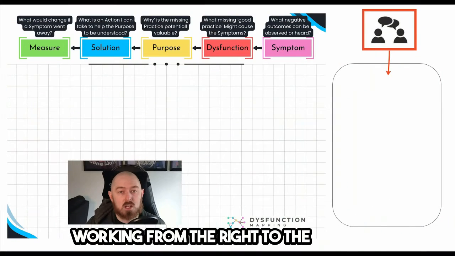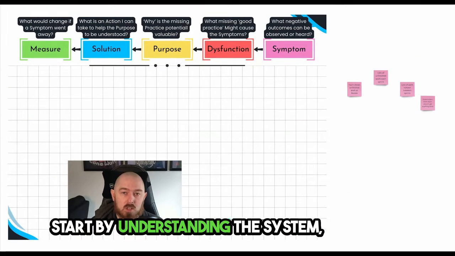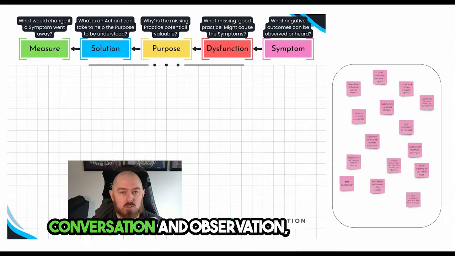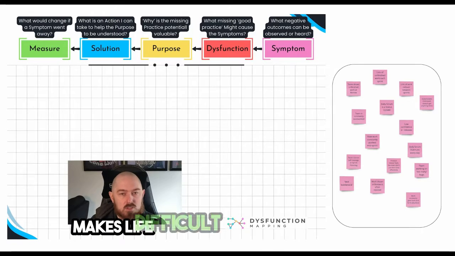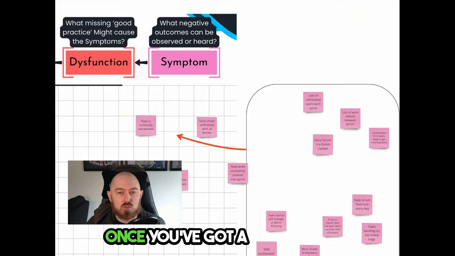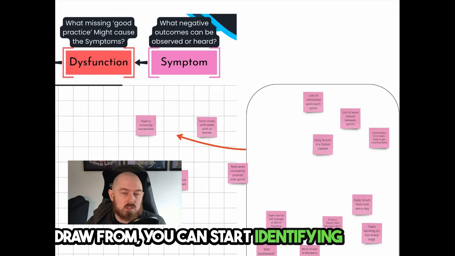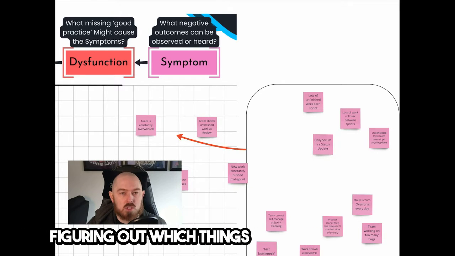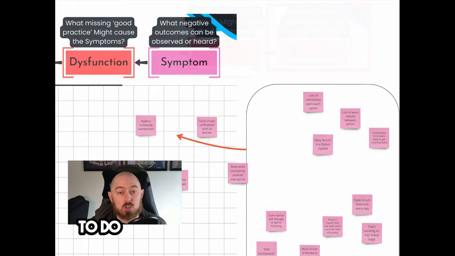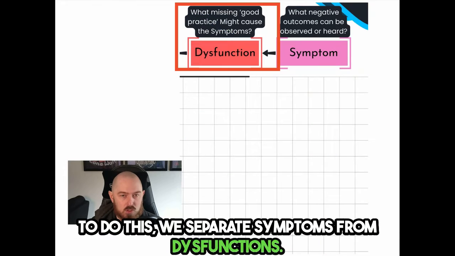Working from the right to the left, you start by understanding the system, gathering insights through conversation and observation, taking note of anything that makes life difficult or painful for your people. Once you've got a big funnel to draw from, you can start identifying themes, figuring out which things might be connected. To do this, we separate symptoms from dysfunctions.